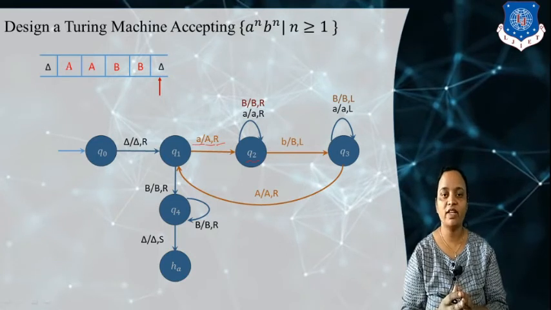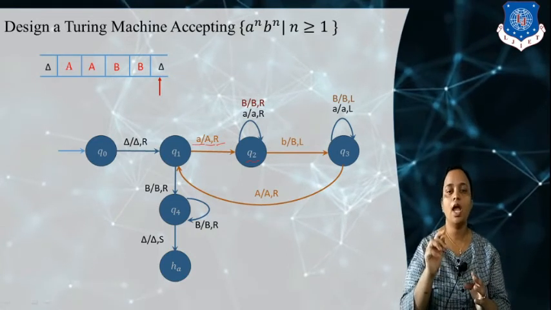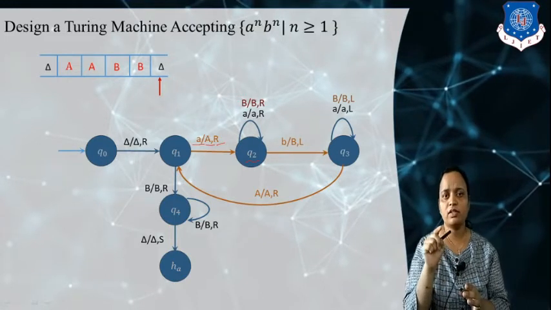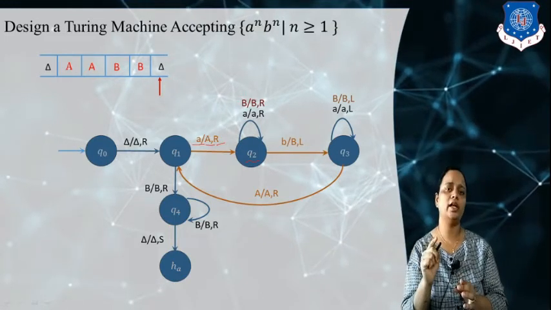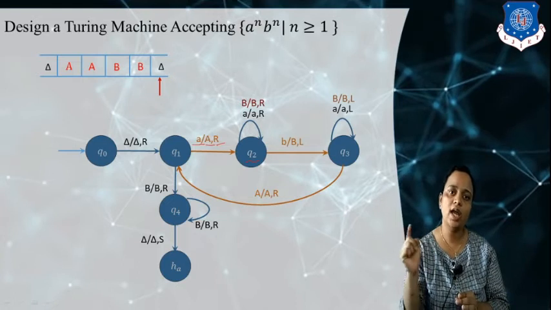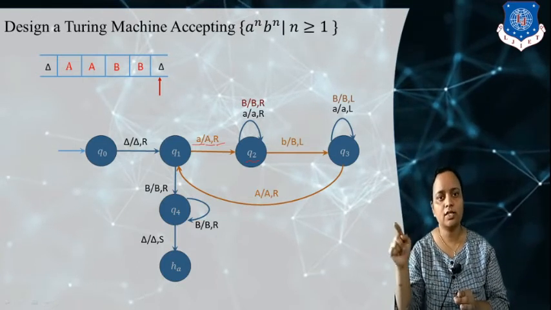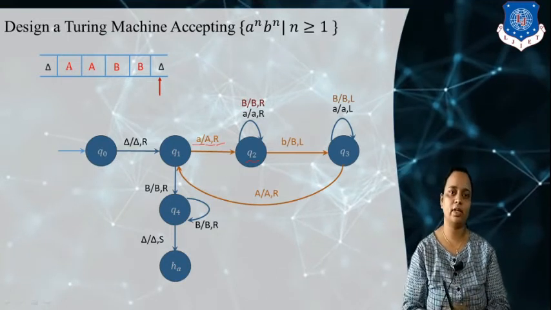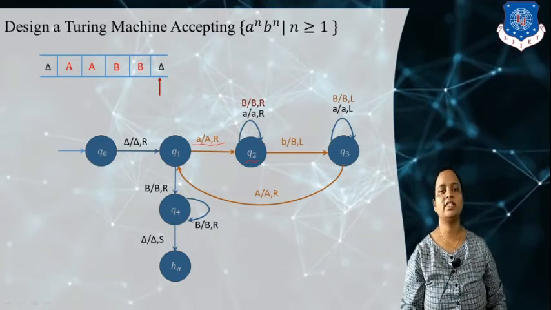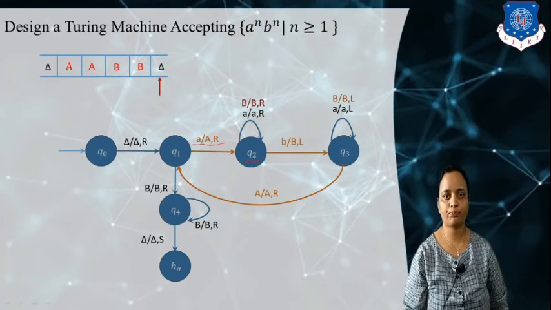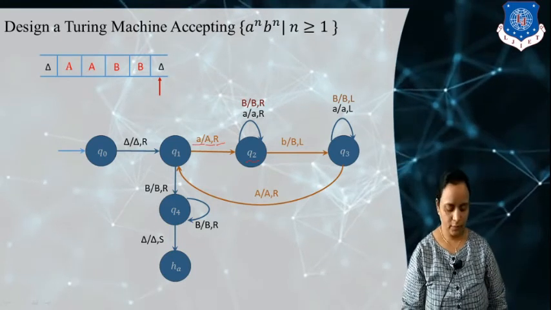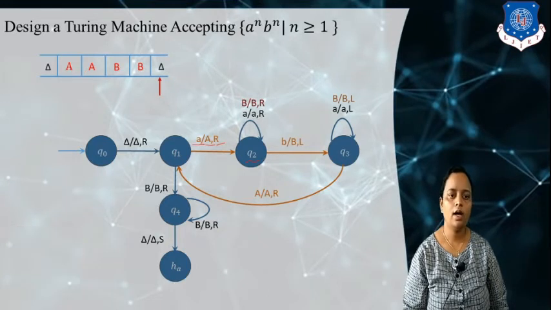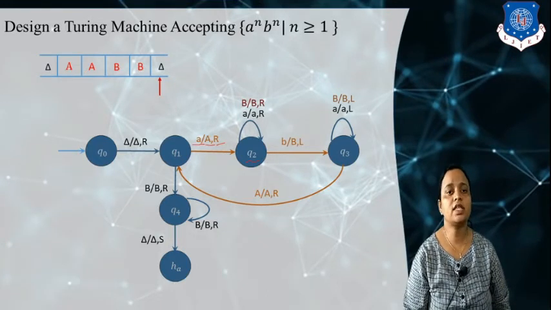So always remember in a Turing machine, after tracing the string, if we reach the halt accepting state, we can say that the string is accepted. So I hope this concept is clear to you. Now again, let us take another example which is invalid.